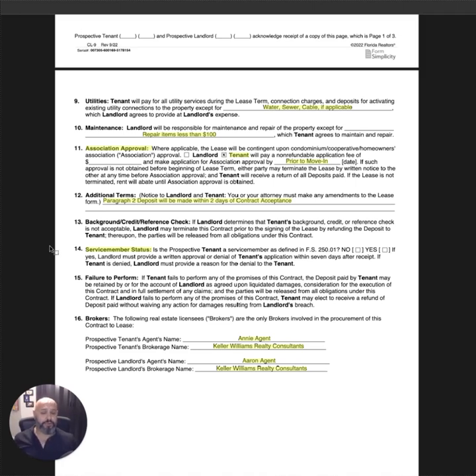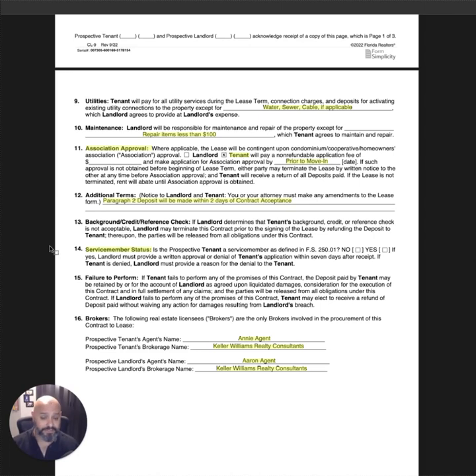Okay, failure to perform, and what happens if the landlord or the tenant do not perform any of the obligations in here. If the tenant fails to perform any of the promises or obligations under the contract, the deposit of the tenant may be forfeited and retained by the landlord as liquidated damages. If the landlord fails to perform any of the obligations under the agreement, the tenant may elect to receive their deposit back, refunded, and may actually go after the landlord for any kind of damages. That is built into the contract of what happens if either party fails to perform.